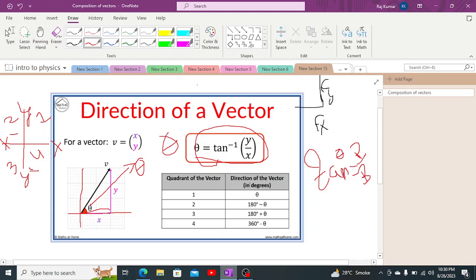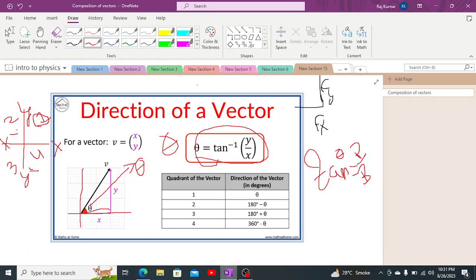In order to calculate the direction of the vector, we are going to utilize the formula. In quadrant 1, we are going to put the value of theta is equal to tan inverse of y upon x. Accordingly, the answer will come. If the vector is in the second quadrant, we are going to utilize the formula 180 minus theta.